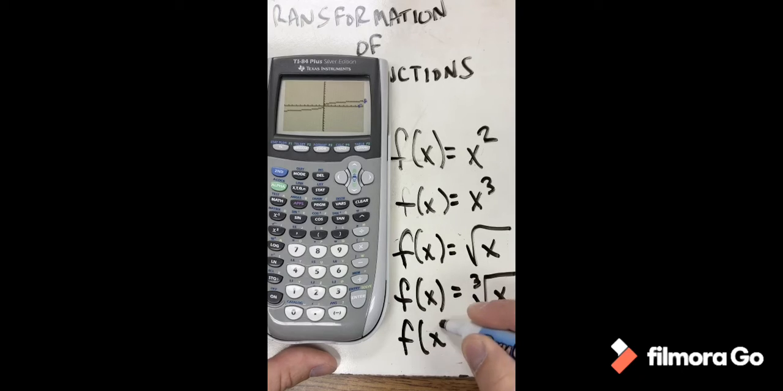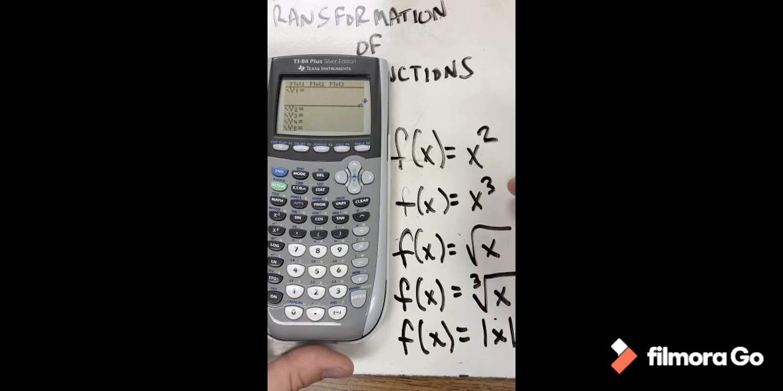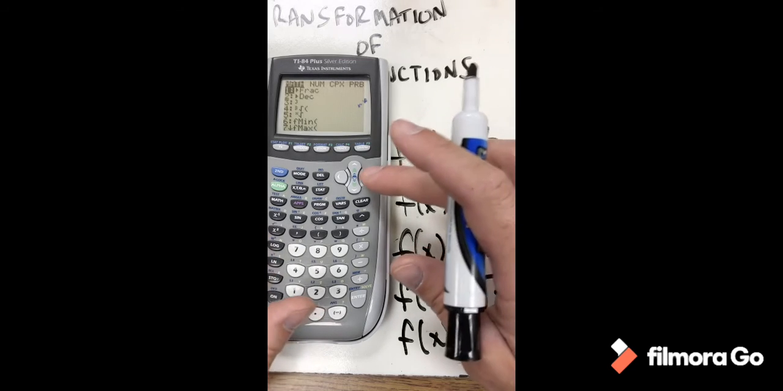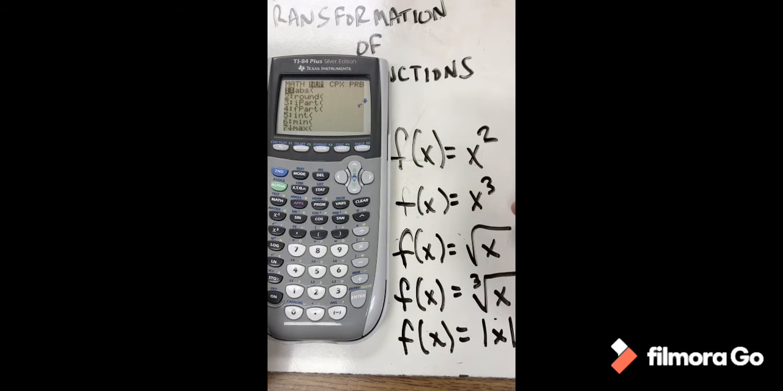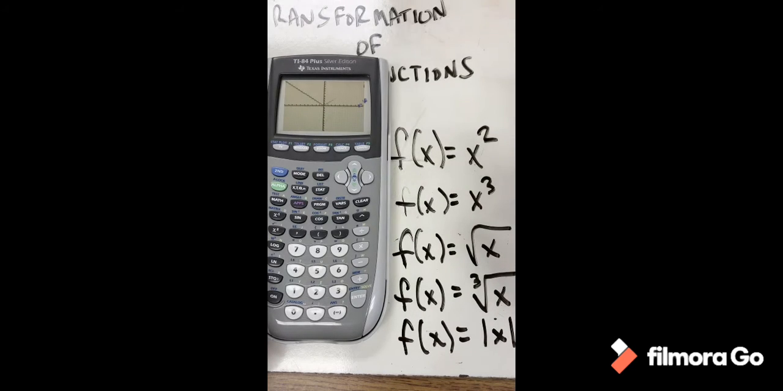Let's go ahead and go to the next one. The next one is f of x equals the absolute value of x. Again, there are a couple ways that we can do this one. If I go back to y equals, I'm going to clear that out. Probably the easiest way is to again use the math button. If we arrow over to the right to NUM, the first option is ABS, which is absolute value. Hit enter for 1. And then we can type in our x, and then graph that. That gives you your V shape for your function f of x equals the absolute value of x.